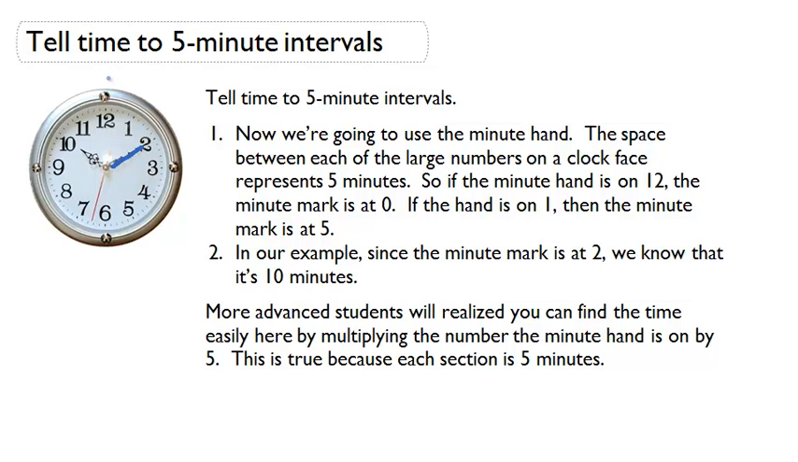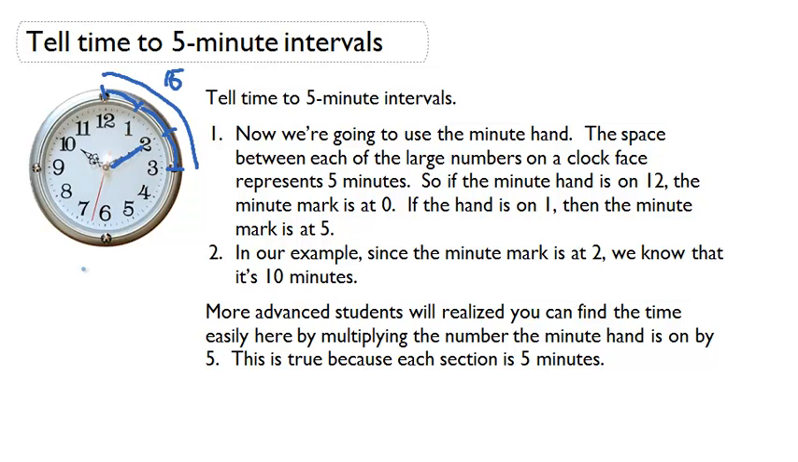So if we know that from 12 to 3 is 15 minutes, where are the 5-minute marks? Well, let's take a look. We have 12 to 1 is one chunk of time. 1 to 2 is another chunk of time. And 2 to 3 on the numbers is another chunk of time. So those will look like 3 equally spaced out pieces of time.